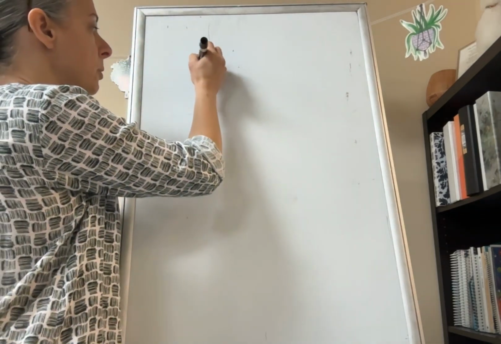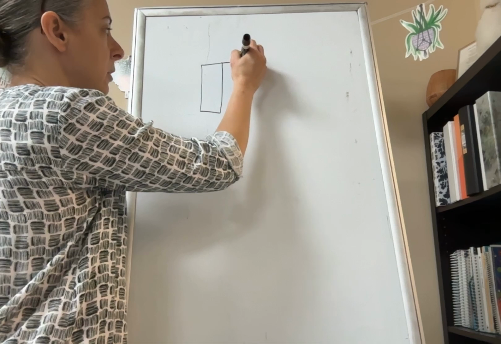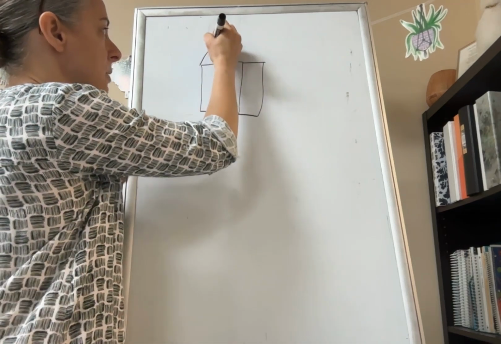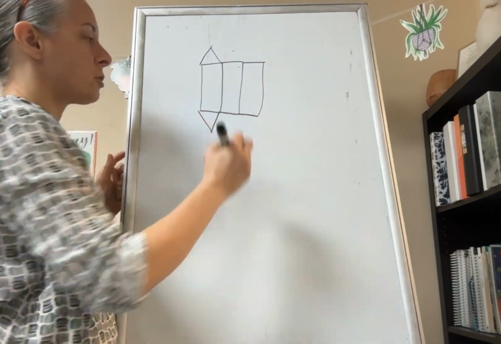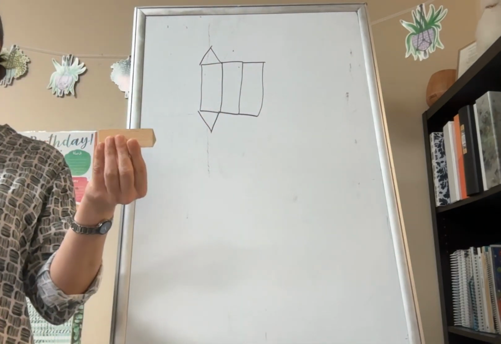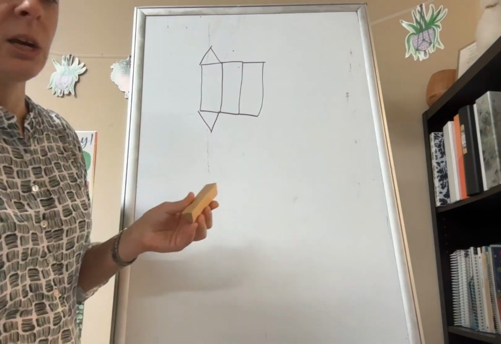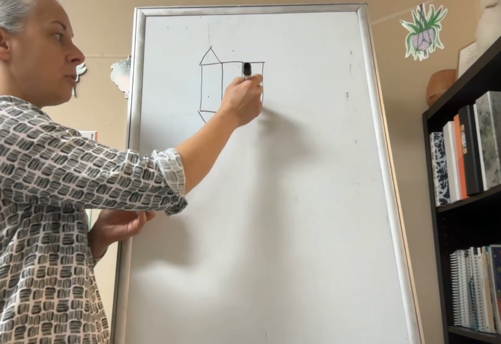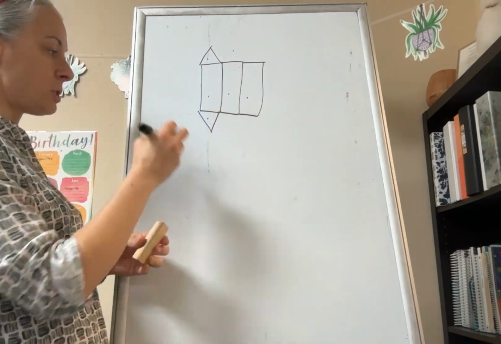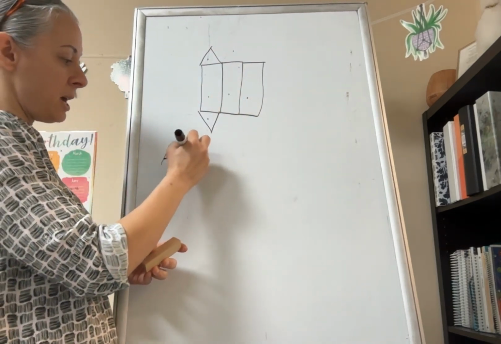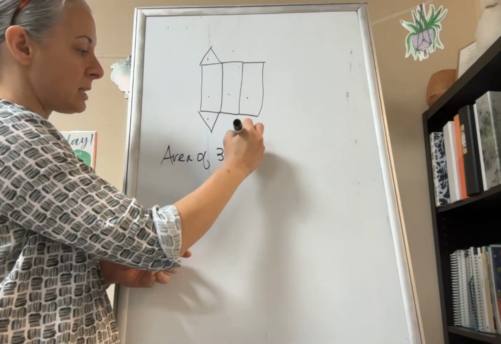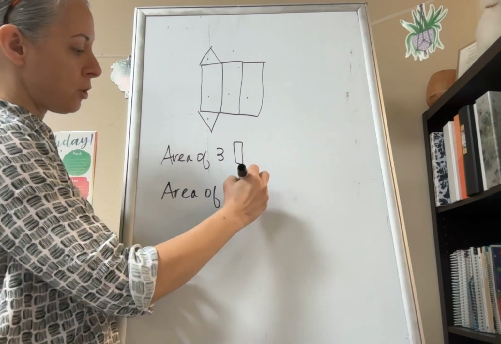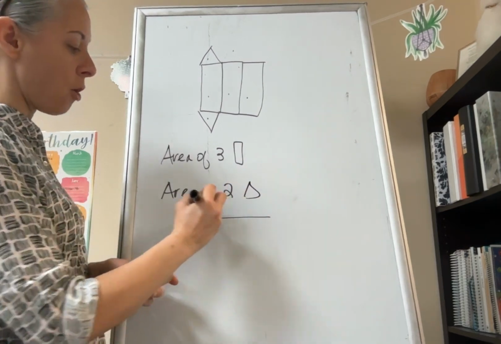So for a triangular prism, we would have 1, 2, like 3 rectangles, and then there would be a triangle base here, and that would be like the net for a triangular prism. So when we draw the net, we can see that there are 3 rectangles and 2 triangles. So I need to find the area of 3 rectangular pieces and the area of 2 triangular pieces and add all that together.